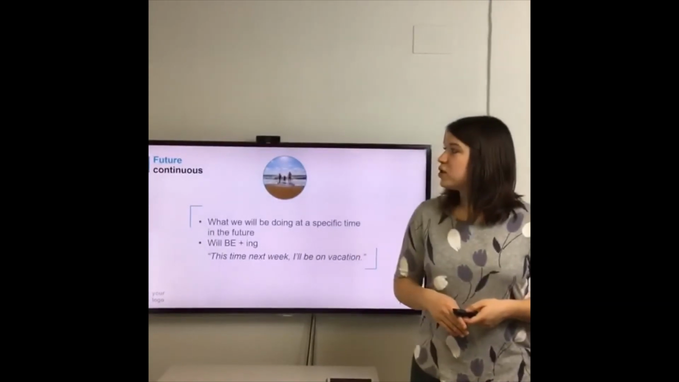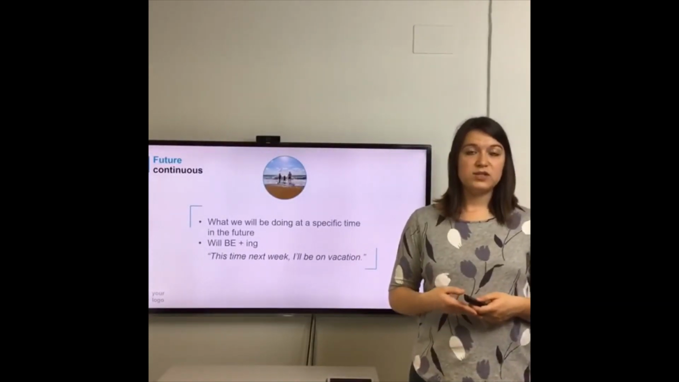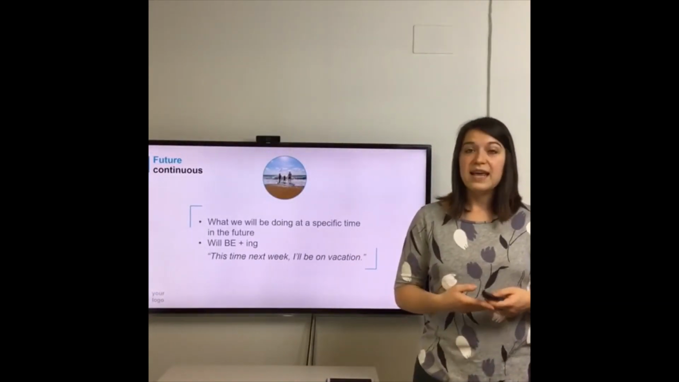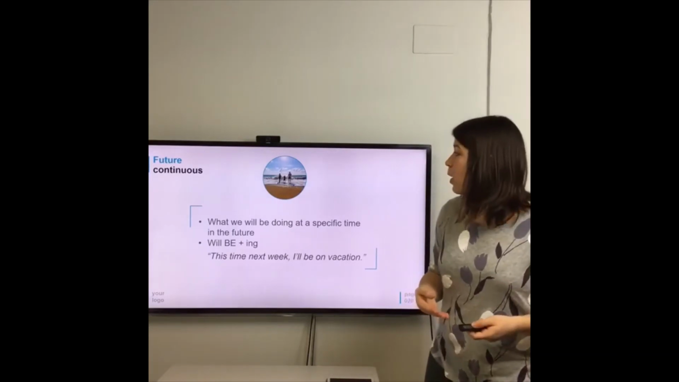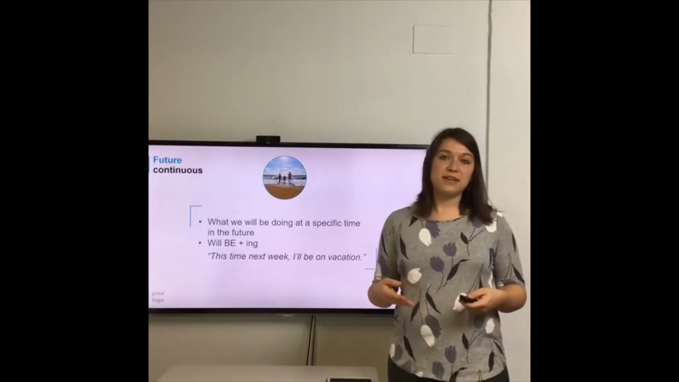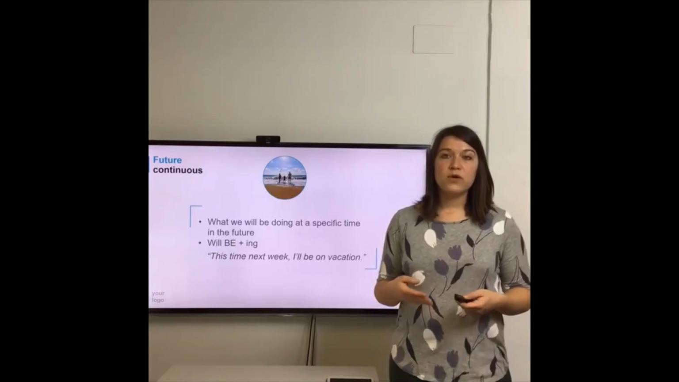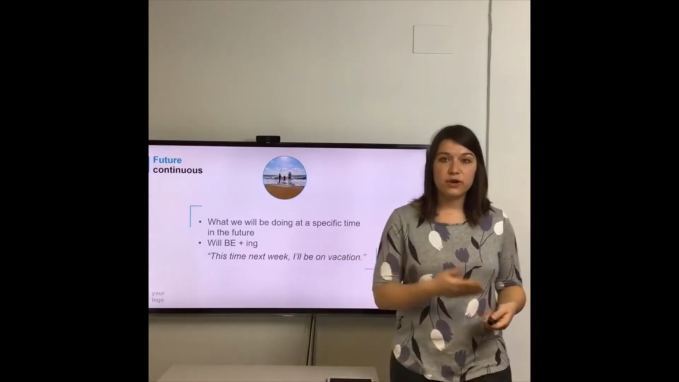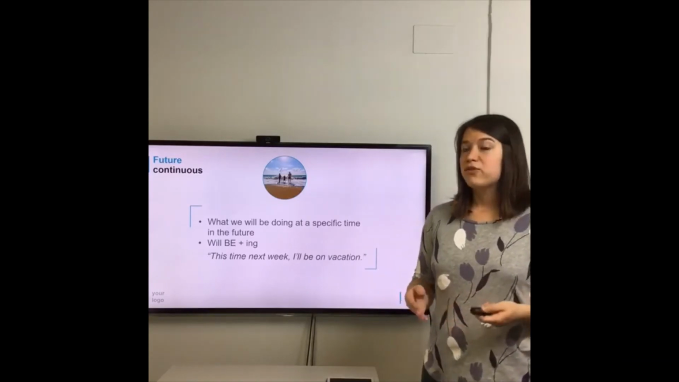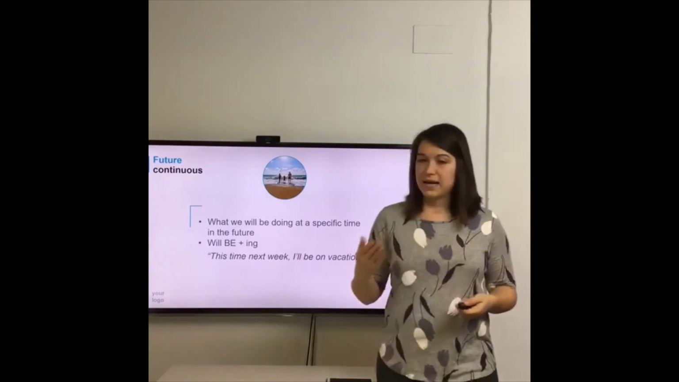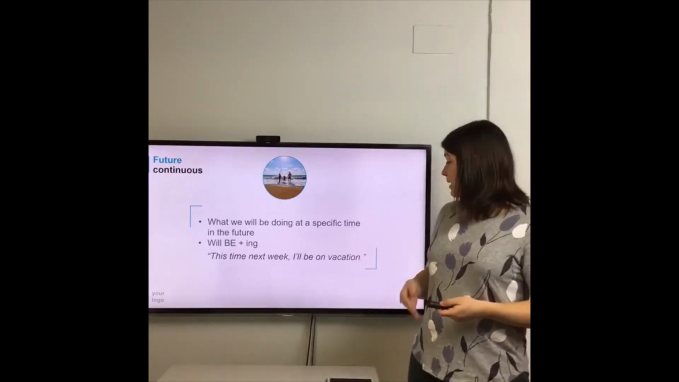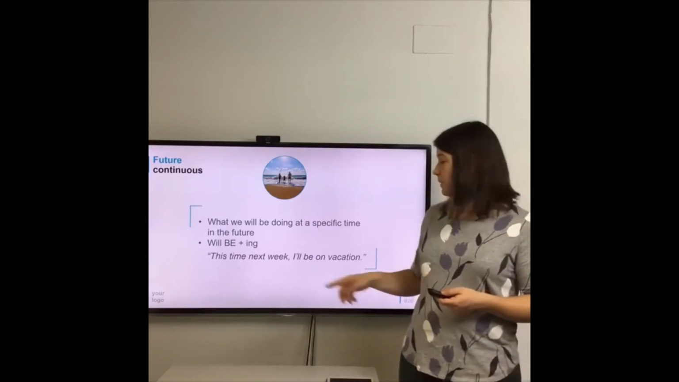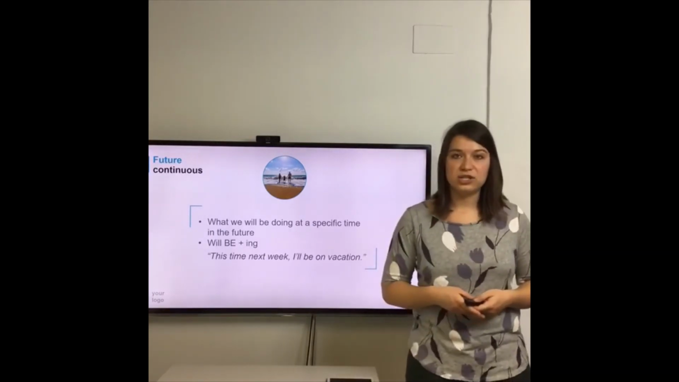Okay, now let's look at the future continuous. So an ongoing action in the future, something we will be doing at a specific time in the future. We form this with will plus be and the verb plus ing. For example, this time next week, I will be on vacation, or I'll be on vacation is the contraction form.